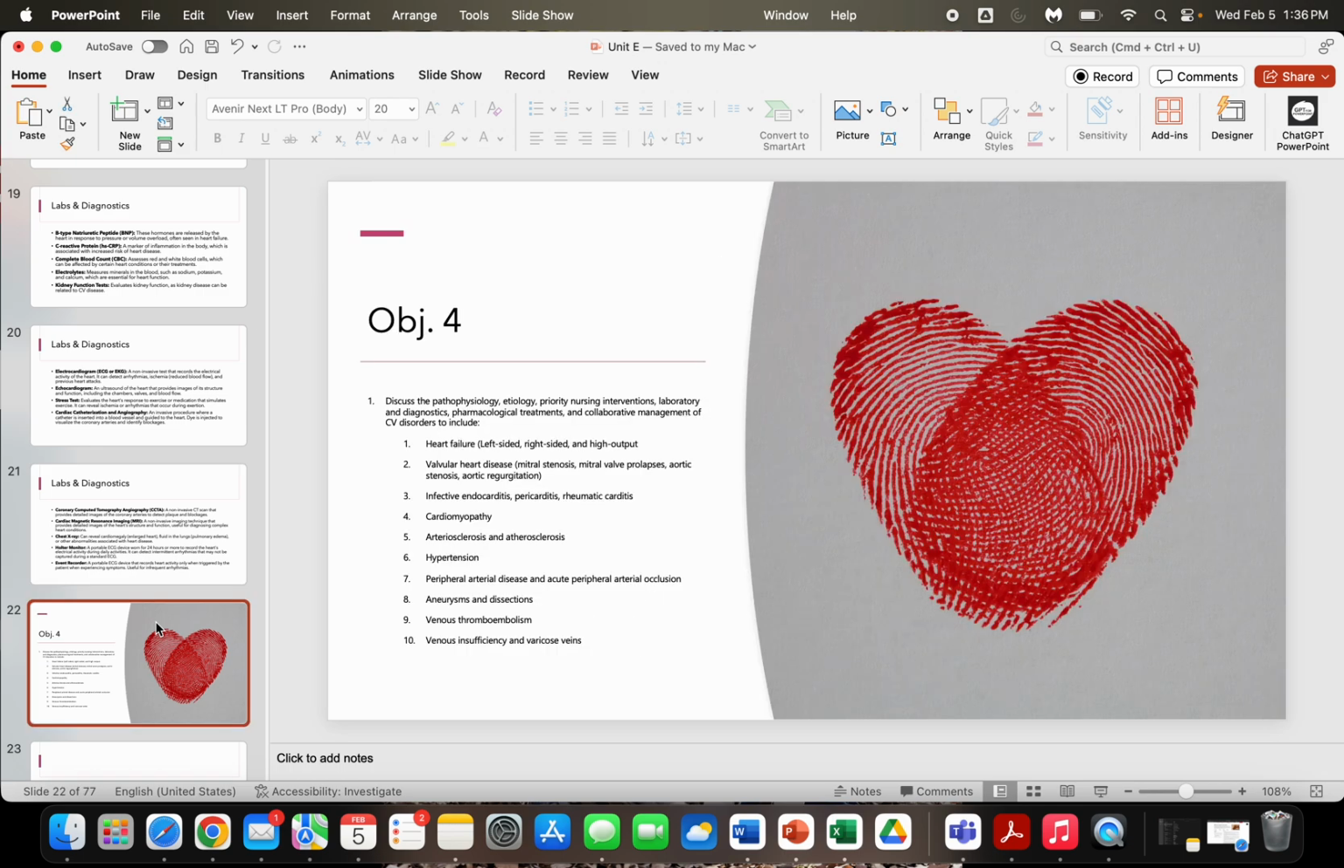Okay. So let's go on to objective 4. This is a big part of this lecture. Super, super heavy, super important though, okay? We're briefly going to talk through each one of these. I have the information you need to know on each slide. It's really just a matter of you guys studying that information. There are a couple that I'm really going to talk about a little more heavily than others though, okay? So again, what I expect you to know with each one of these disease processes is pathophys, etiology, what are the priority nursing interventions, the labs and diagnostics associated with each one, pharmacological treatment, and collaborative management, okay?